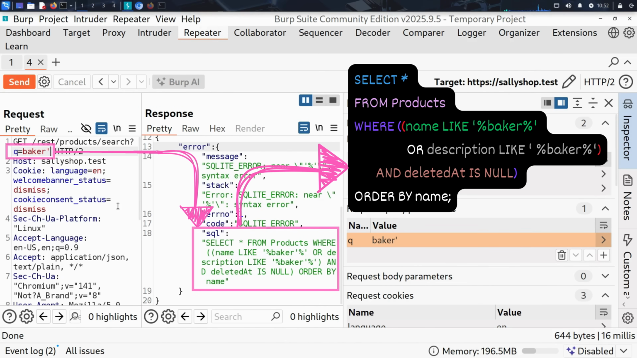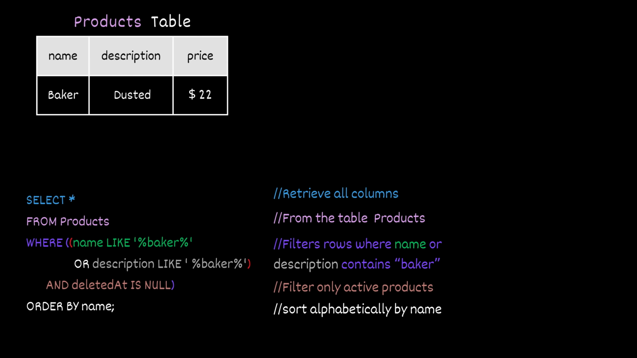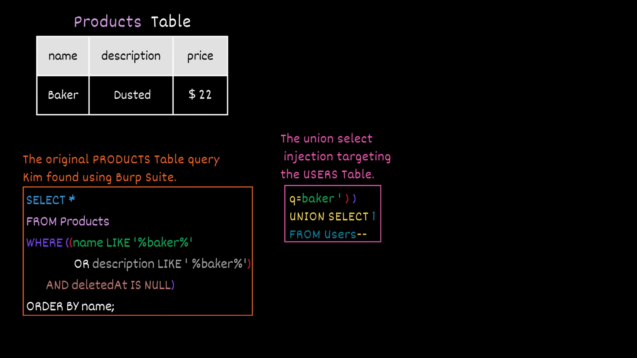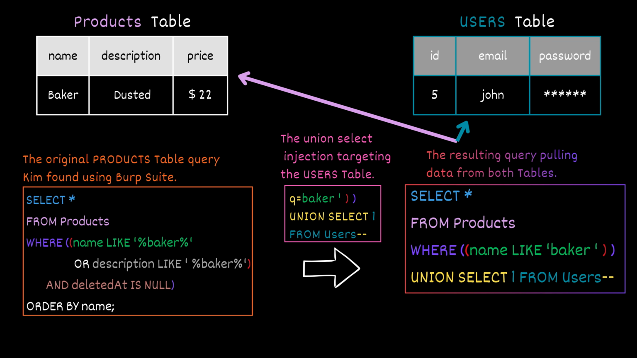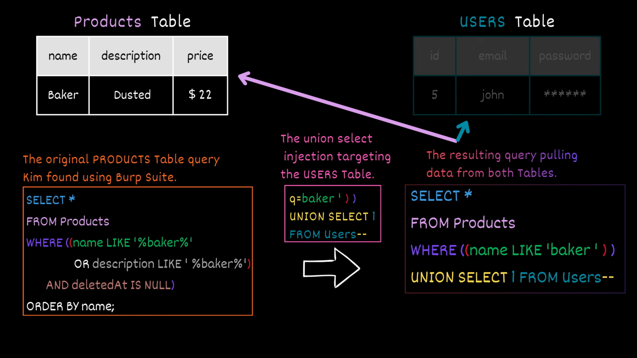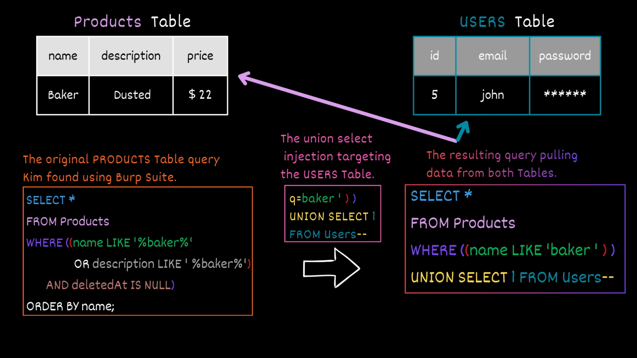He launched an advanced SQL attack known as Union Select. Union Select is one of the most common and powerful SQL injection techniques. To recap, it allows an attacker to merge their own query with the website's original query, essentially repurposing it to retrieve data from a completely different table. In this case, Kim used it to take advantage of the structure of the vulnerable products search feature. This allows him to pull data from the site's users table instead. Let's quickly review how he did it.